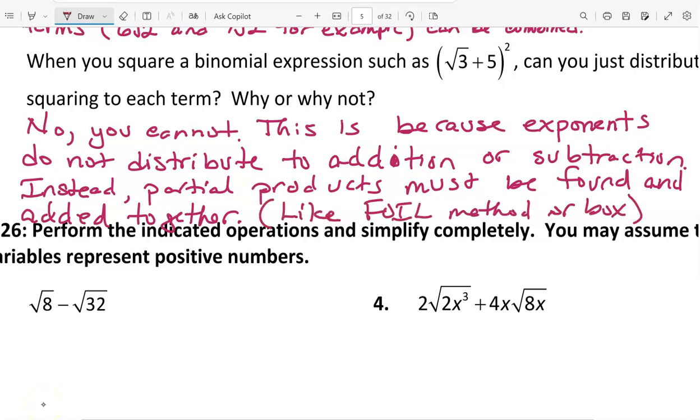And partial products refers to a technique like the FOIL method or the box method, where, for instance, in a binomial times a binomial, you find each of the partial products, first, outers, inners, last, and add them together.